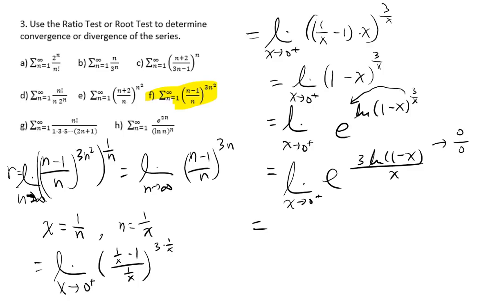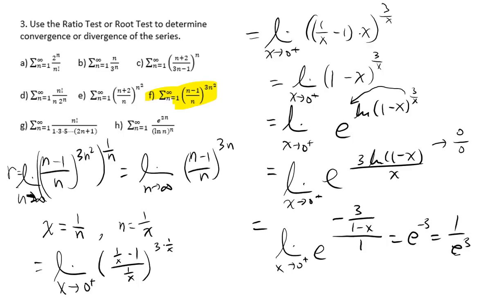When you differentiate the top, it's negative 3 over 1 minus x, just by the chain rule, okay? And then x differentiates to 1, and you're sending x to 0 plus. That gives you e to the negative 3, which is 1 over e to the 3. And e to the 3 is something larger than 1. So overall, 1 over e cubed will be less than 1. Since 1 over e cubed is between negative 1 and 1, we know that this series converges by root test.